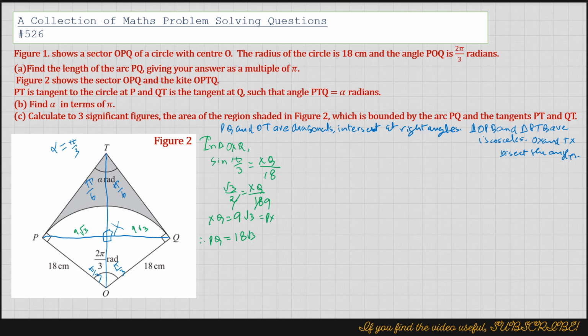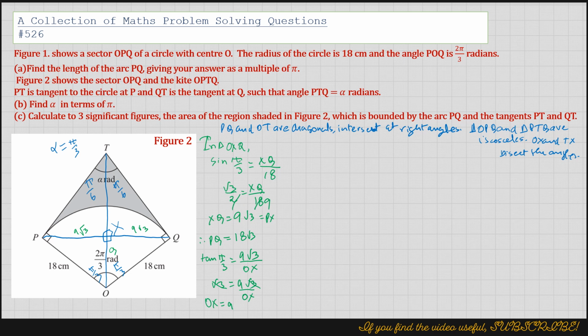Now we got to find the height. So to find the height, I can say tan of pi out of 3 equals 9 root 3 divided by OX, and tan pi out of 3 is root 3. So root 3 equals 9 root 3 divided by OX. So OX is 9.